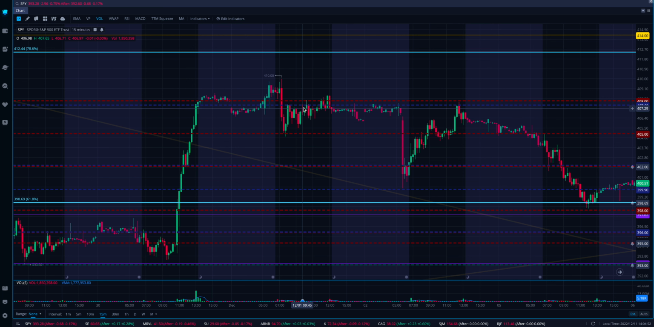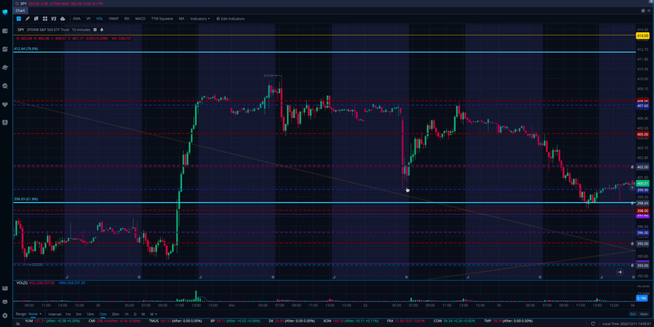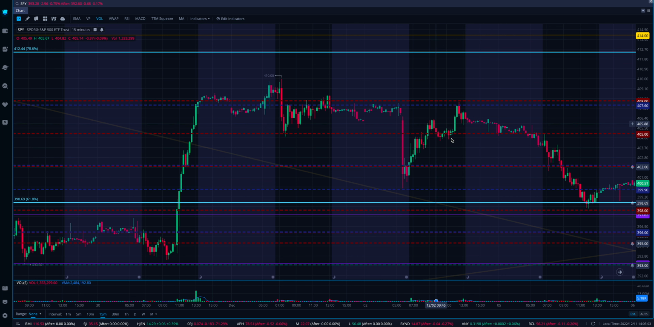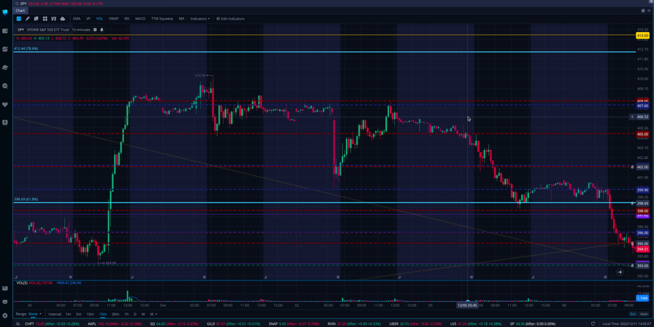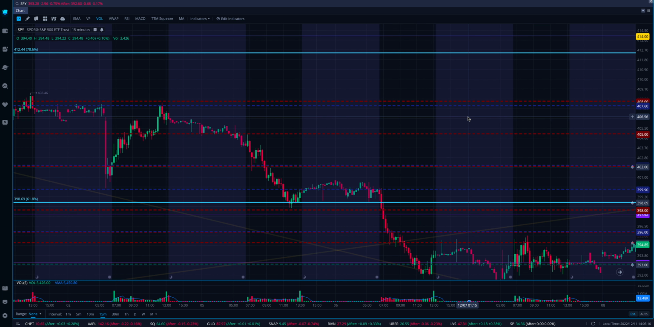And reject it several times and close under it. And then the next day in pre-market, we consolidated under it. Huge dump down in pre-market. Tried to work our way back up, but again, rejected it one more time. And after that, for several days, SPY trended down. This was a very strong level.